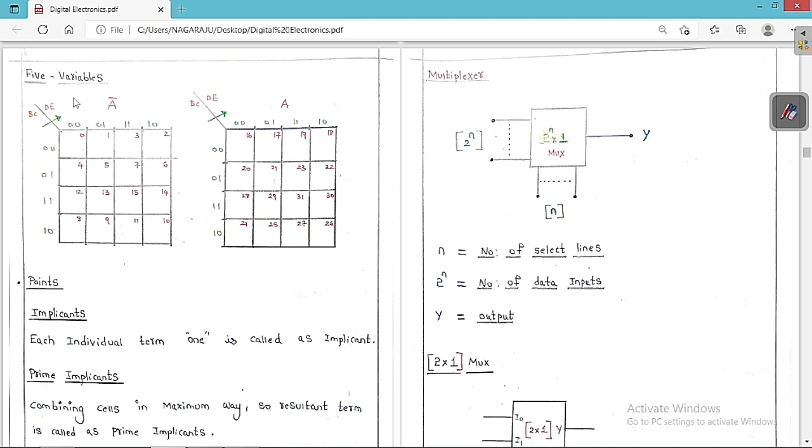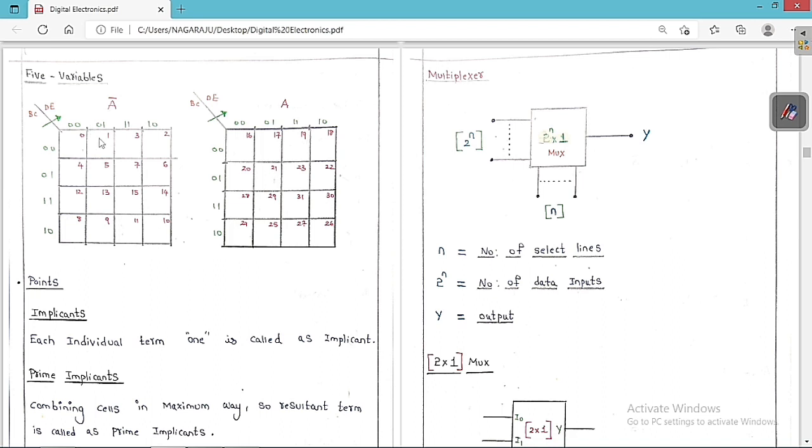So now we go for the 5 variables. Suppose if we go for the 5 variables, here let me assume A is called the MSB and E is called the LSB. So A, B, C, D, E. 5 variables means A, B, C, D, E. So initially we are going to get 0. 0 means A bar, 1 means A. So therefore now this is 0, 0, 0, 1, 1, 1, 1, 0 repeating across the columns.